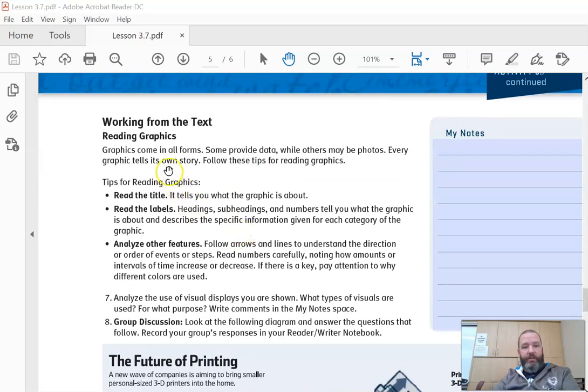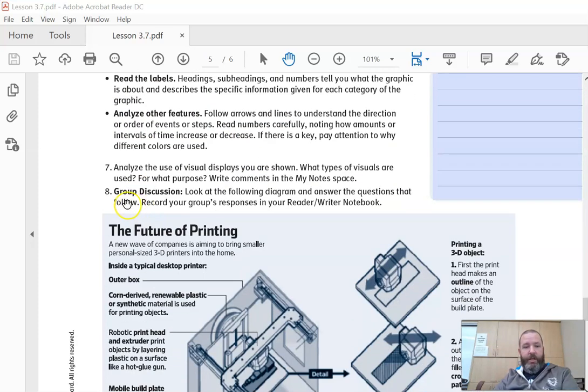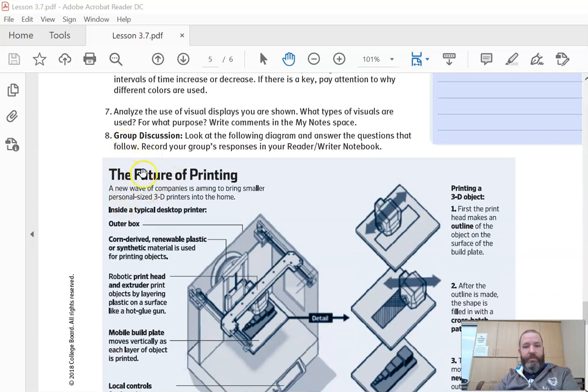Then, after you're done, it says graphics come in all forms. Some provide data, while others may be photos. Every graphic tells its own story. Follow these tips for reading graphics. Okay, so read the title, read the labels, analyze other features. I'm not going to read you this whole thing, so finish reading those. I'm just doing the highlights here. And then we're going to look at the following diagram here, and answer the questions that follow.